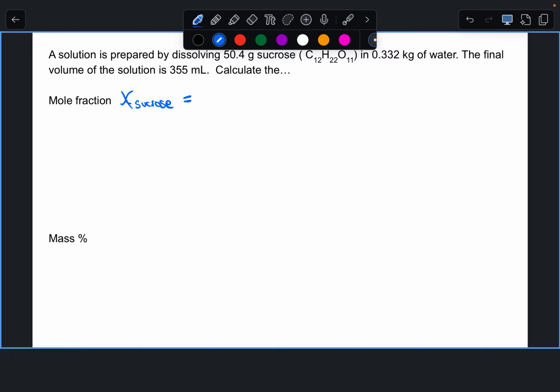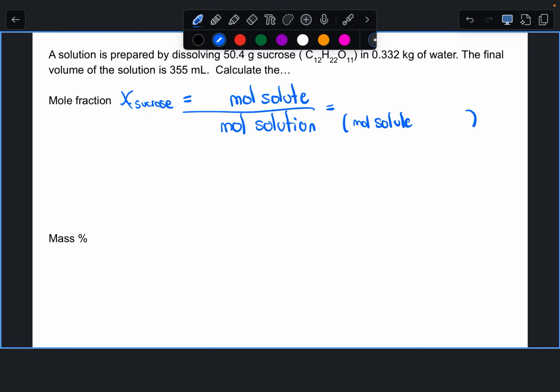Okay, so this is true of all of these types, mole fractions, percents, all of those: it's the moles of solute over the total moles in the solution. But to be even more specific, because sometimes you will need to do this, the total moles of solution is the moles of the solute plus the moles of the solvent.